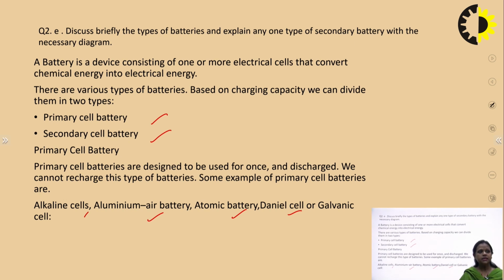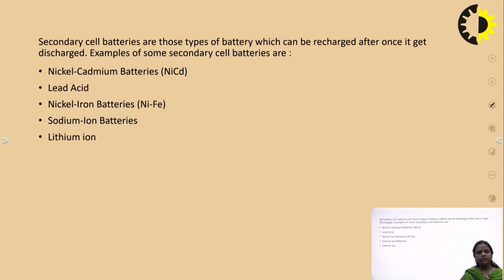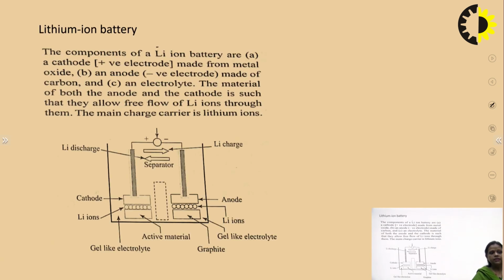Now, the next type is the secondary battery. Secondary batteries can be recharged and used many times. So, secondary batteries are those which can be recharged after they get discharged, and examples of such batteries are nickel cadmium, lead acid, nickel iron, sodium ion, and lithium ion batteries. These kinds of batteries are used in our mobiles. We can recharge our mobile, our laptop, and our vehicles. So, these rechargeable secondary batteries are used in mobile phones and more. This is an example of the lithium ion battery.